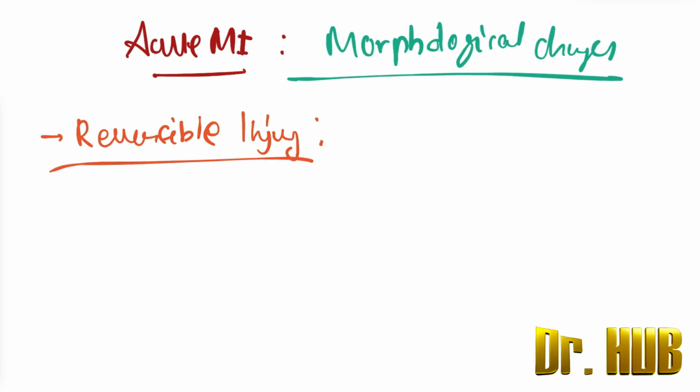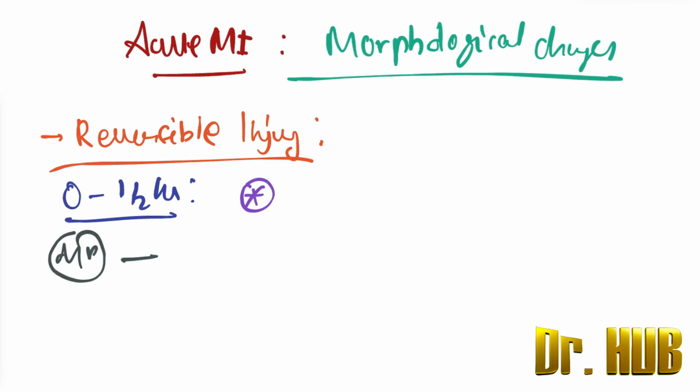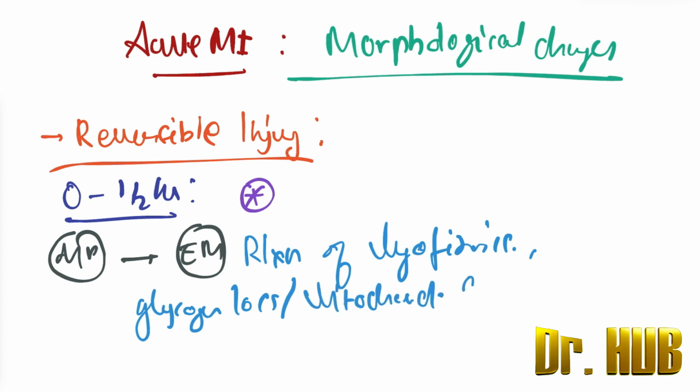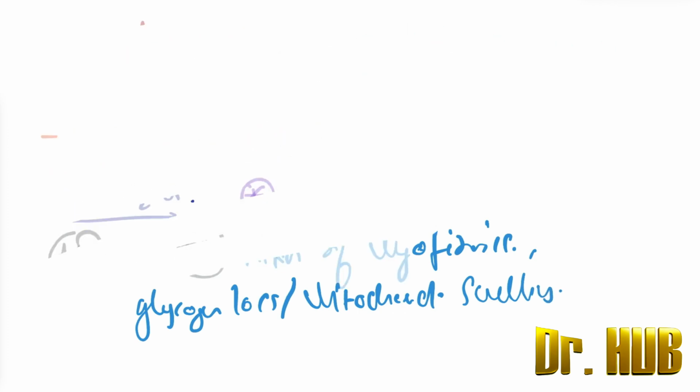Reversible injury occurs from 0 to half an hour, and the gross feature is there is none. What about the microscopic features? Under the electron microscopy, there is relaxation of the myofibrils, glycogen loss, and mitochondrial swelling. Light microscopy is not significant.